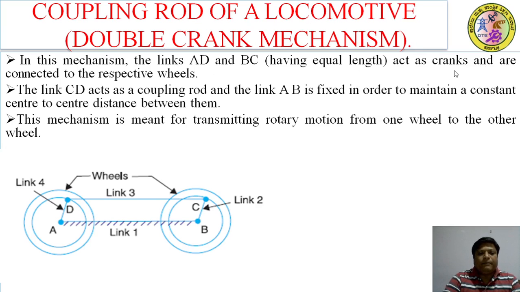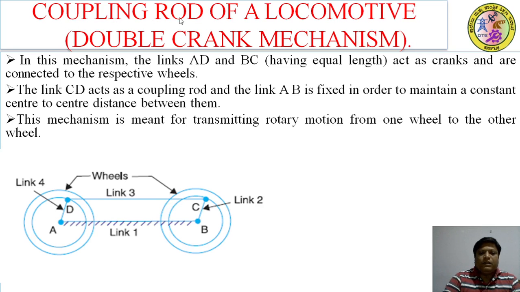The link CD acts as a coupling rod, and the link AB is fixed in order to maintain a constant center to center distance between them. So here the link AB is fixed to maintain a constant distance between them. But link 3 is the connection between cranks BC and AD. So between cranks BC and AD there is a coupler, we call it coupling rod of locomotives.